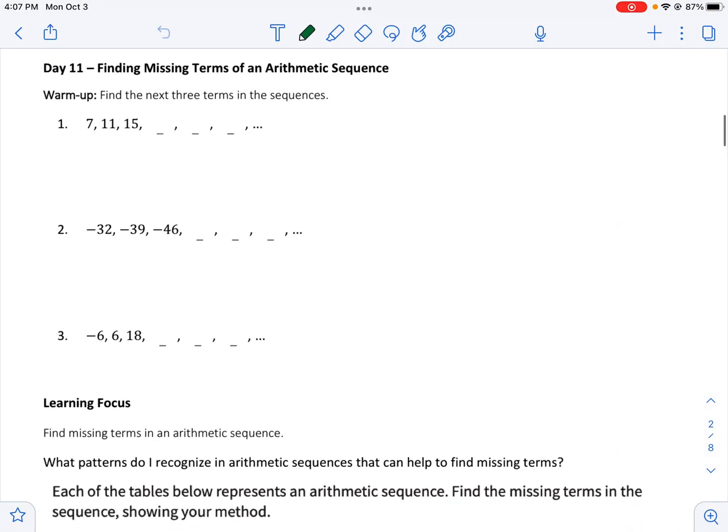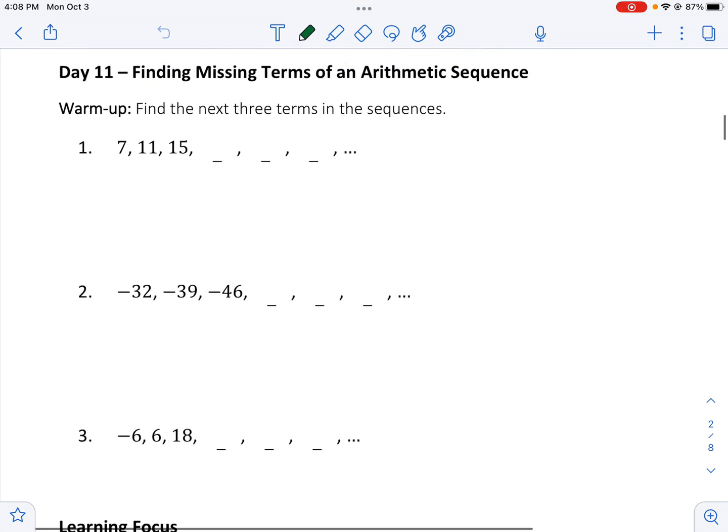Okay, so on day 11, we're going to take a look at finding missing terms of an arithmetic sequence. So the warm-up is things that we've been doing the whole unit, which is can you find the next three terms? And we'll also practice writing a recursive rule for the first one to review, and an explicit rule.